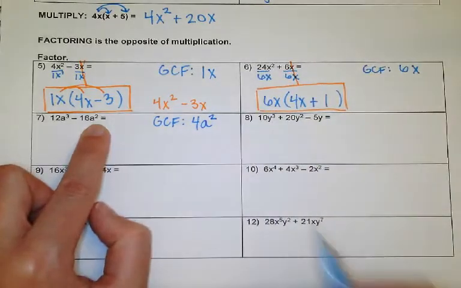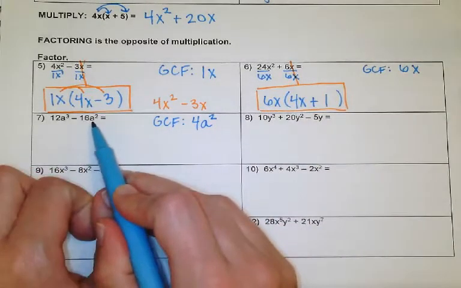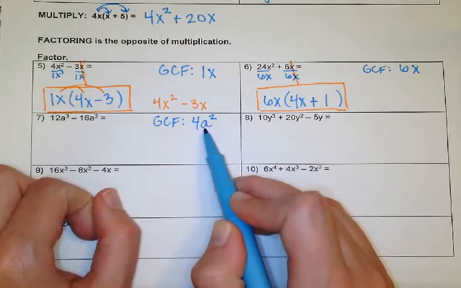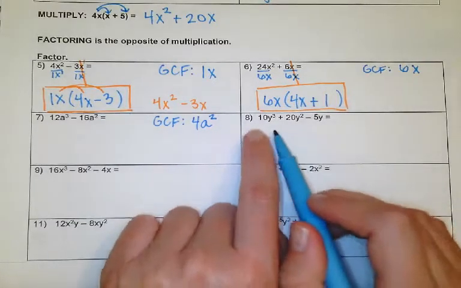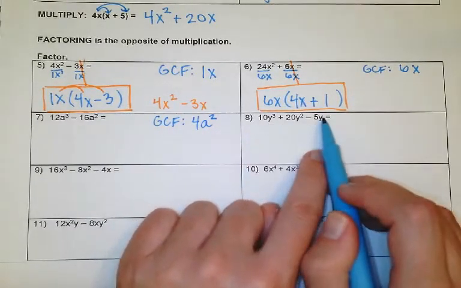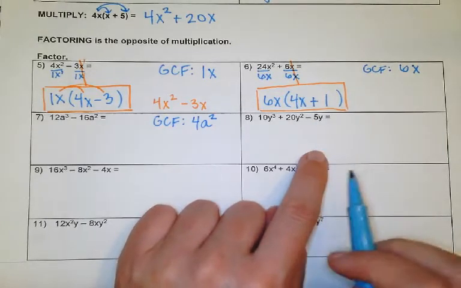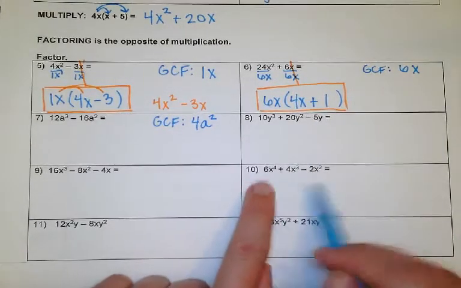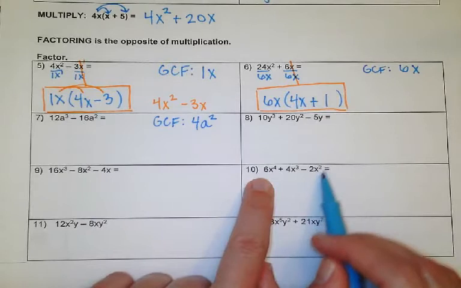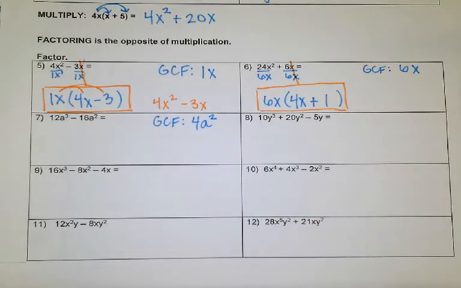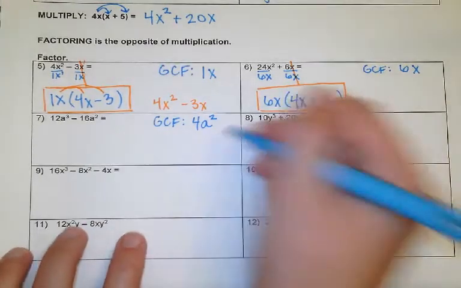So another trick is look at the smallest exponent, and that will always be in your GCF. So like I could even look ahead to the next one. The smallest exponent's just 1y, that'll be in my GCF. I could look at number 10. The smallest exponent has x squared, that's going to be in my GCF. Okay, so let's finish this problem though.